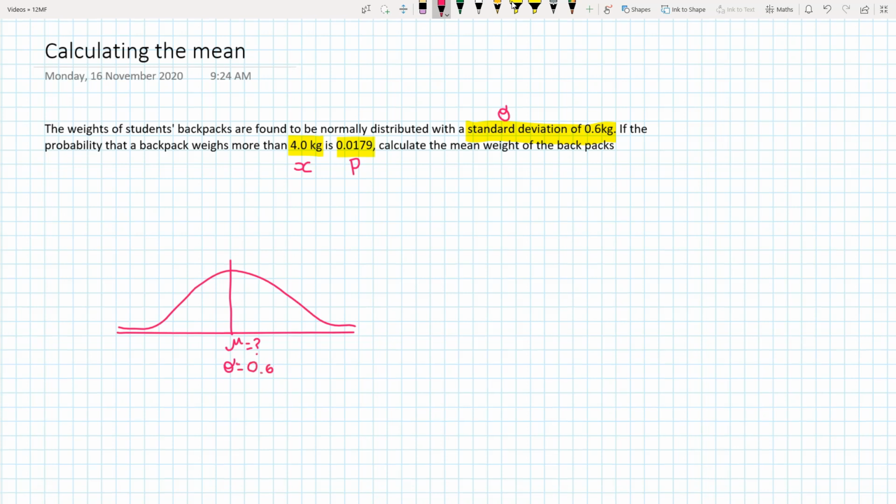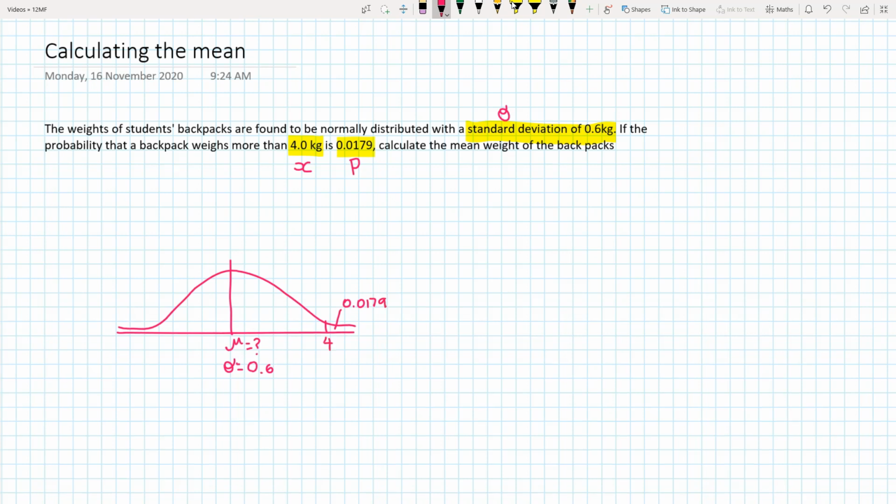Now we know the probability of being more than 4 kgs is essentially 1.79%. So we're talking about only a very small proportion that's going to be above that. So that probability there is 0.0179, and this line here is at 4.